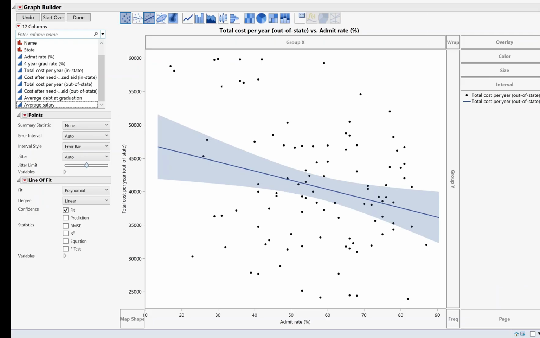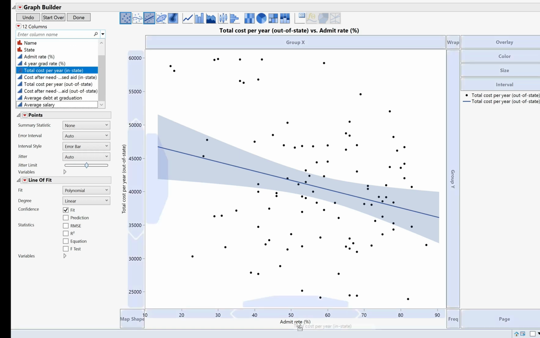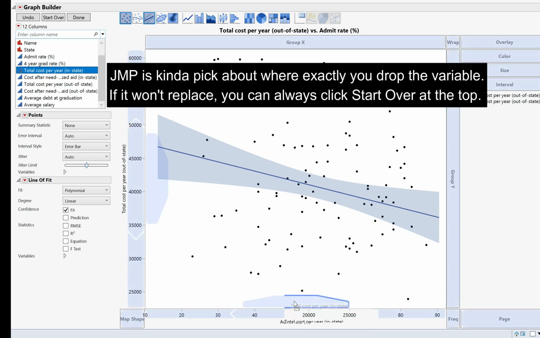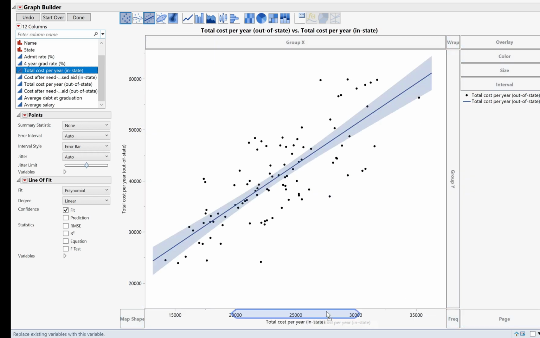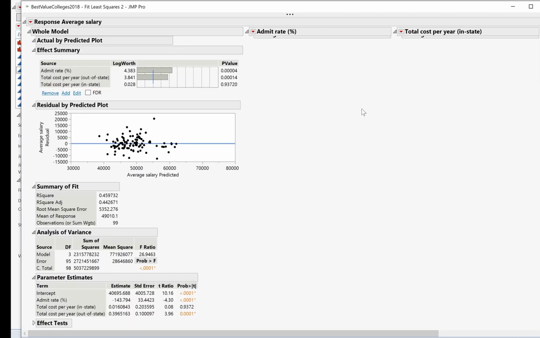I'm going to go back to the graph builder, and this time I'm going to look at in-state cost and out-of-state cost. So I'm just going to drag this down to the x-axis to replace the other. Yeah, and there we're seeing a pretty strong association, right? So it seems like you're getting a lot of the same information whether you look at in-state cost or out-of-state cost. And if I come back to this model that has all three of the predictors in it, I notice that the p-value for in-state cost is really large.